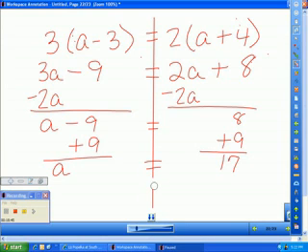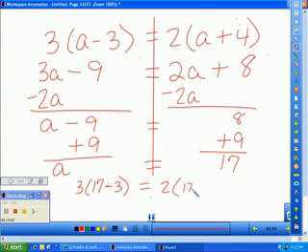Now I need to go back and check my work and make sure I did it correctly. So I'm going to substitute 17 into the original problem for a. So instead of 3 times a minus 3, I'm going to do 3 times 17 minus 3 equals 2 times 17 plus 4. 17 minus 3 is 14. And then 17 plus 4 is 21. 3 times 14 is going to give you 42. 2 times 21 is 42. So I know I did it correctly.